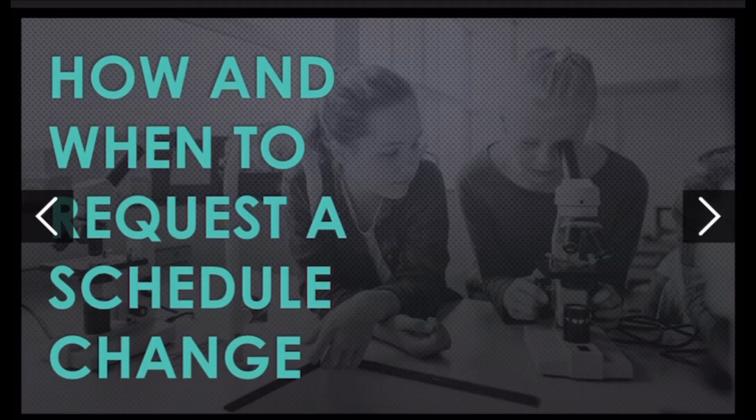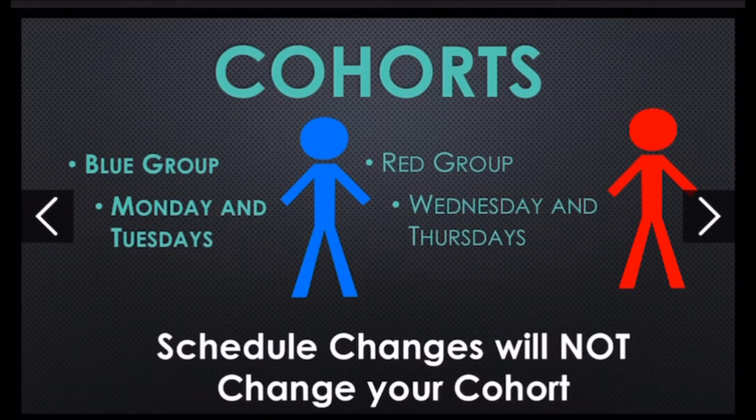First, however, I need to review with you why we are limiting schedule changes this year. The first one being that all of you have been placed into a cohort, either the blue group or the red group. We need you to understand that schedule changes will not change your cohort. So if you are thinking that you can request a schedule change to be put in a class with your friend, thinking it might change your cohort day, you will be mistaken. We cannot change your cohort. Once those are set, they are final. So schedule changes will not result in a change in your cohort.